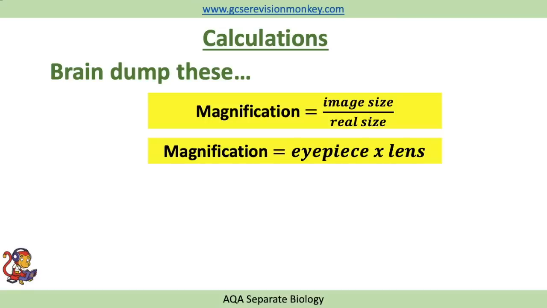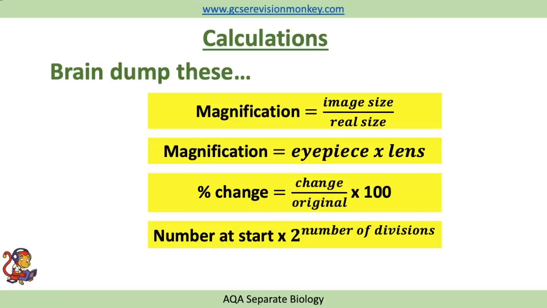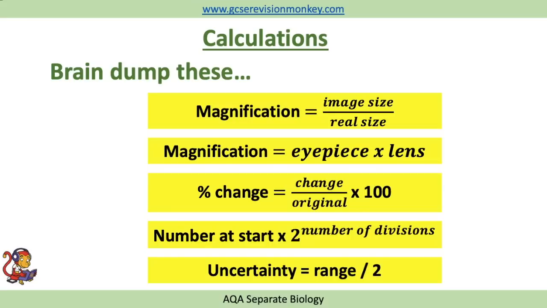Magnification equals eyepiece times lens, and that one helps you work out the magnification you're using on a microscope. Percentage change equation, so change divided by the original times 100. And this one's a separate only one to work out the number of bacteria that there will be after a certain amount of time. So that's the number of bacteria at the start multiplied by 2 to the power of the number of divisions. And uncertainty. Uncertainty can come up in any of the 6 papers, so it's range divided by 2.